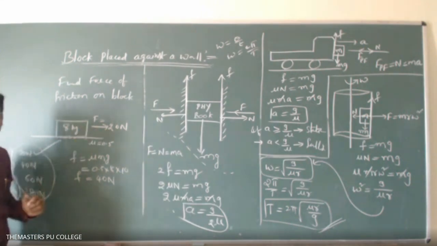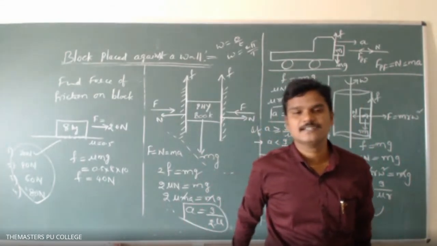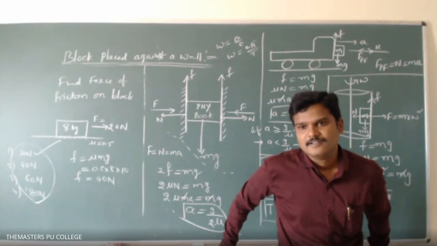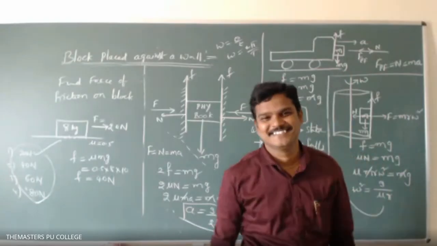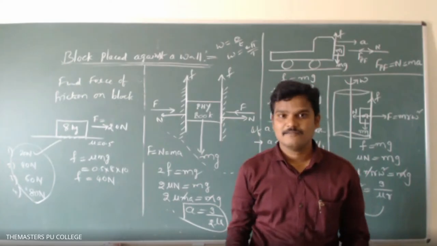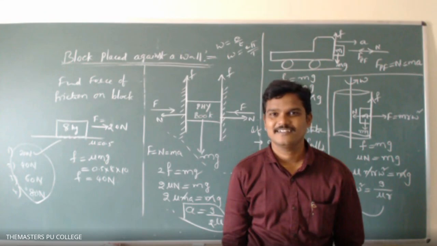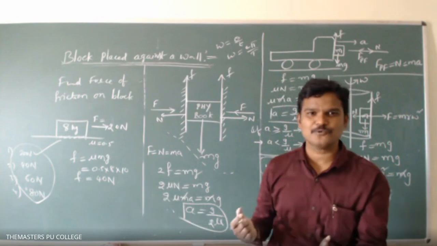If you apply 30 Newton force, what is the answer? 30 Newton friction. 40 Newton. How is it 40 Newton? Tell me. Sir, 41 Newton that I am applying is also limiting friction. More than the maximum means what about the block? You will get acceleration. If I apply 41 Newton, the block will move in the direction of force.